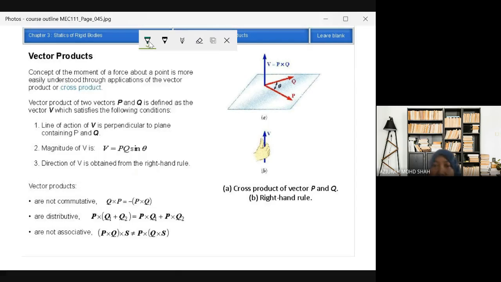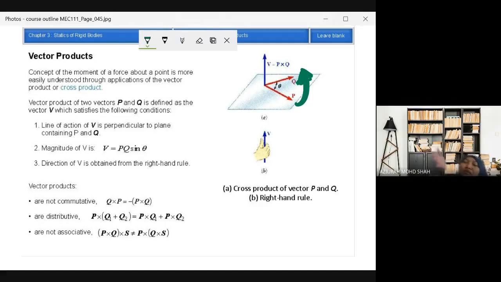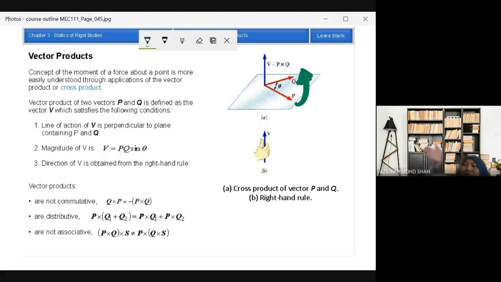Okey, kalau P cross Q, you nampak dia apa? Dia macam counter clockwise kan? Ya, dia counter clockwise. Kalau counter clockwise, you buat tangan kamu guna tangan kanan, dia akan curve counter clockwise. You memang akan dapat thumb kamu ni ke atas. Macam tu. Counter clockwise.